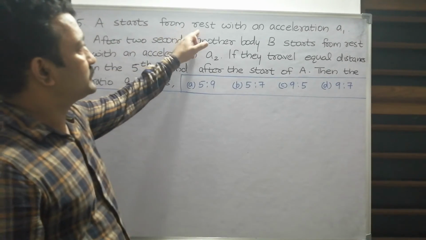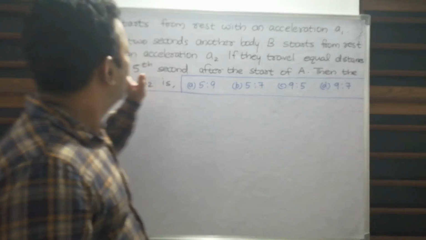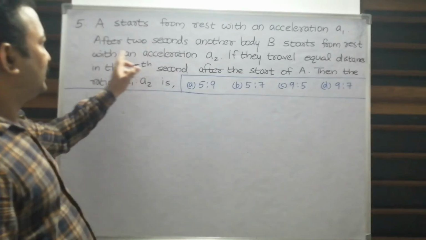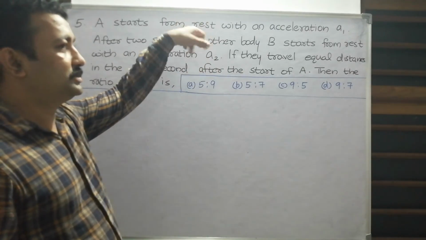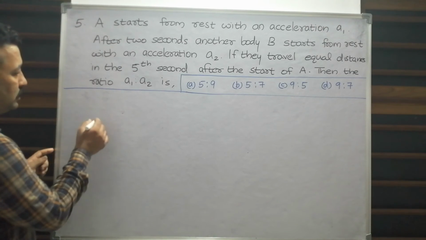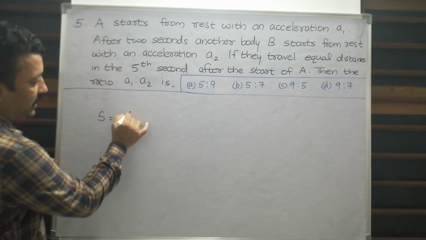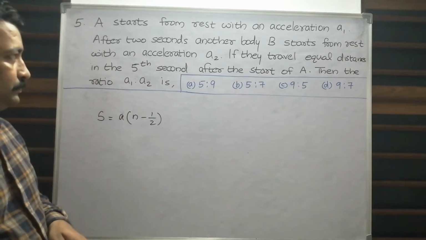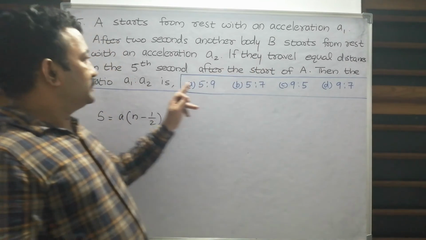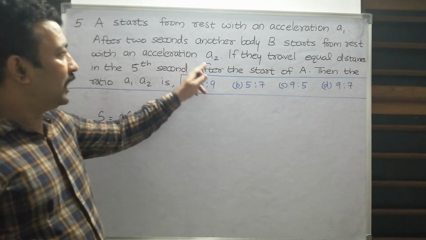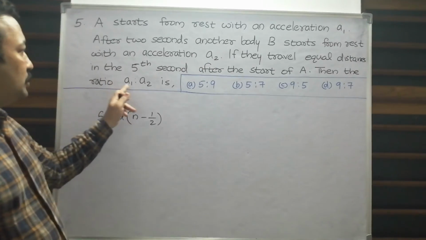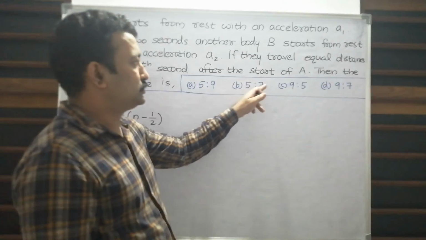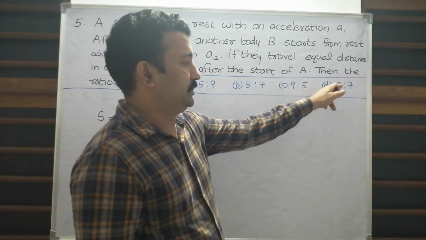A starts from rest with an acceleration of a1. After 2 seconds, another body B starts from rest with an acceleration a2. That means both are starting from rest. So we can use the equation S is equal to a into n minus 1 by 2 like we have done for the previous problem, because u is 0 for both. Question is, if they travel equal distances in the fifth second after the start of A, then the ratio a1 is to a2 is option A is 5 is to 9, B is 5 is to 7, C is 9 is to 5 and D is 9 is to 7.